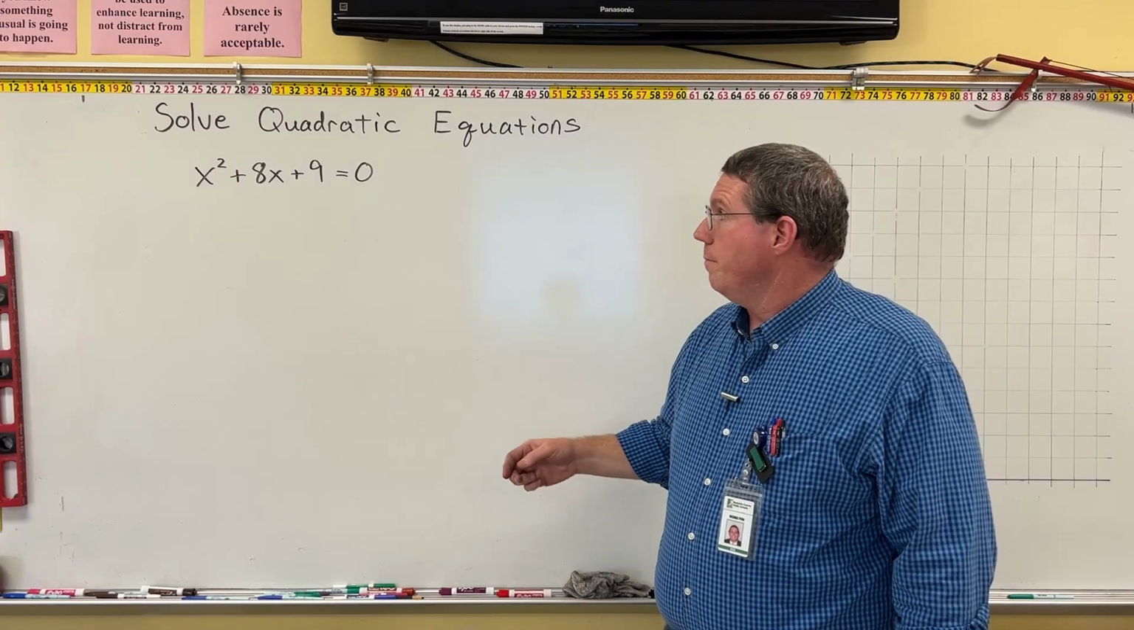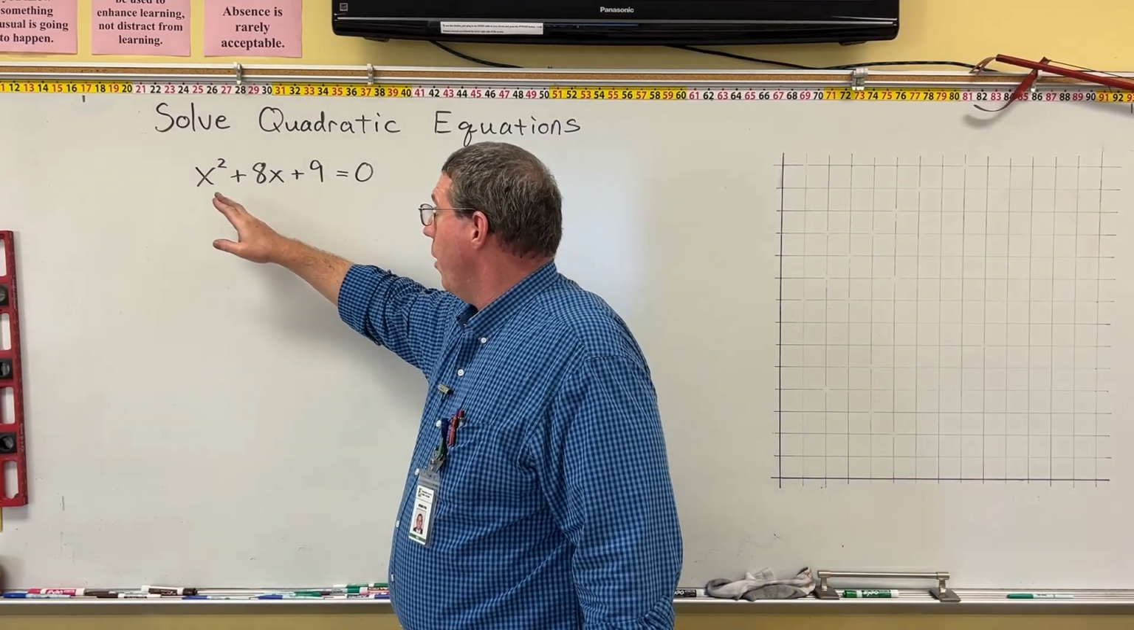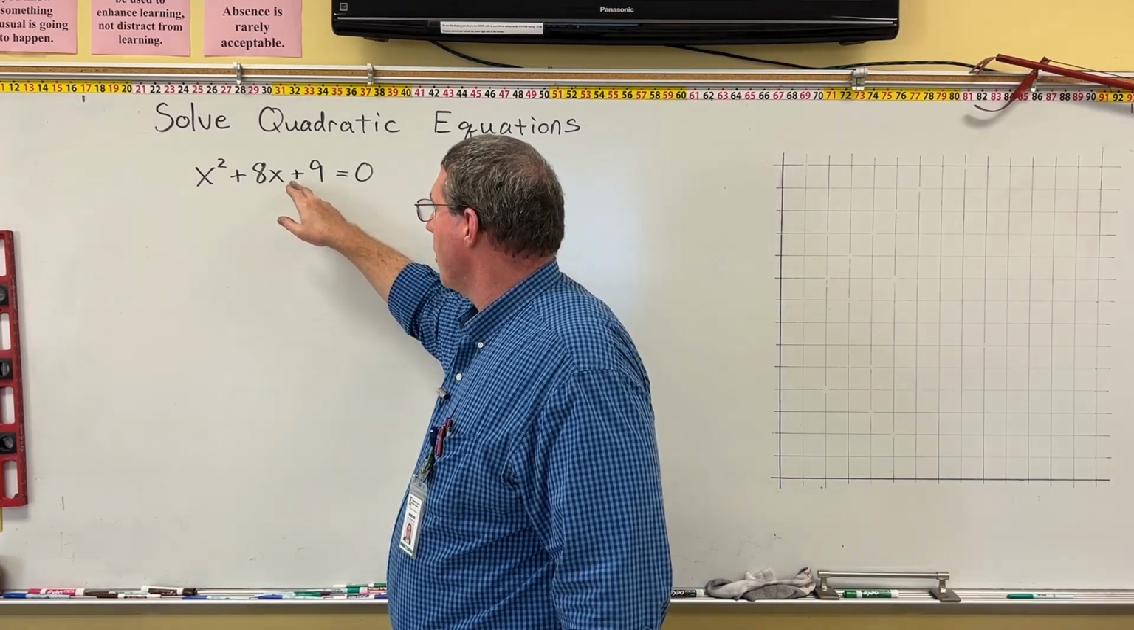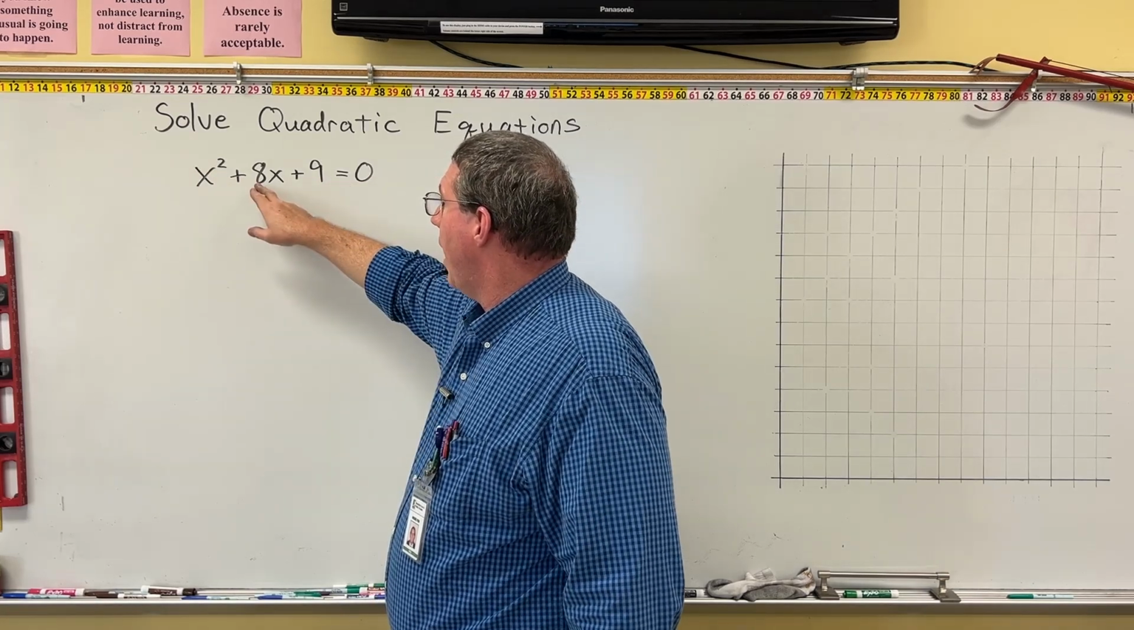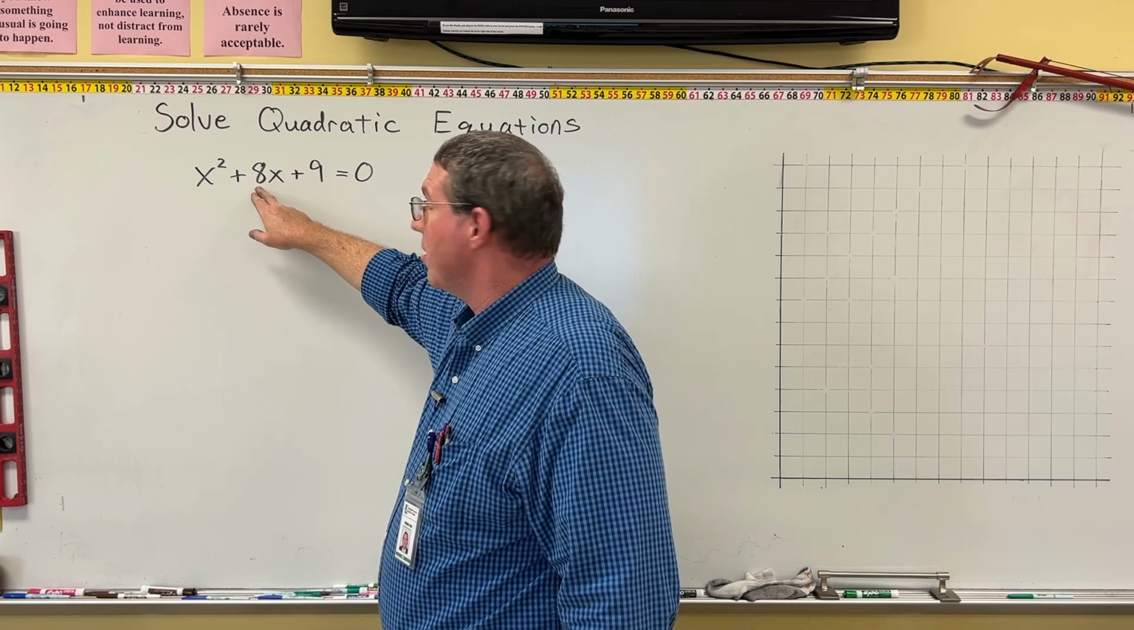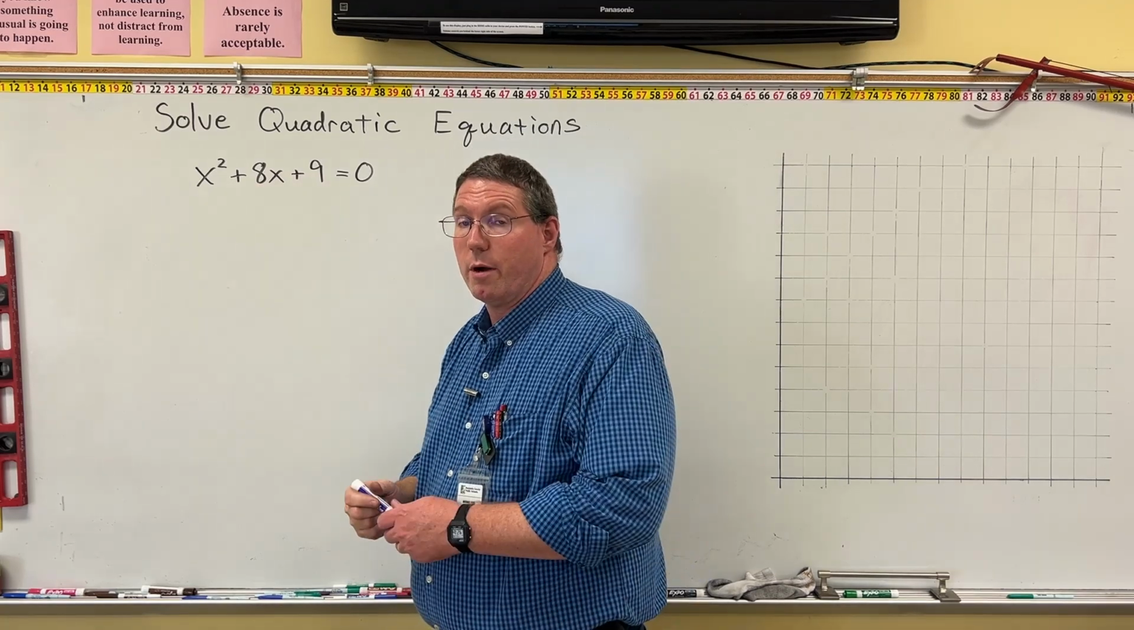All right, so look at this one. We're going to use completing the square. It says x squared plus 8x plus 9 is equal to 0. We have a lead coefficient of 1, and we have a b term that's an even number. That makes completing the square a lot easier.